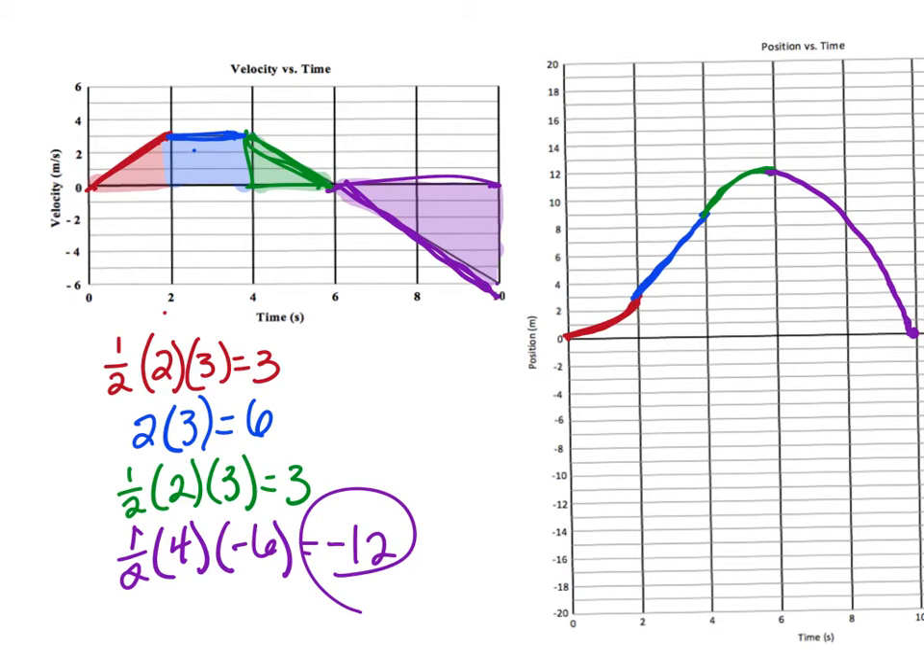All right, so that's your position time graph. So again, step 1, break your graph up into sections. Step 2, find all your areas. Step 3, plot your position graph using your areas and matching your descriptions.